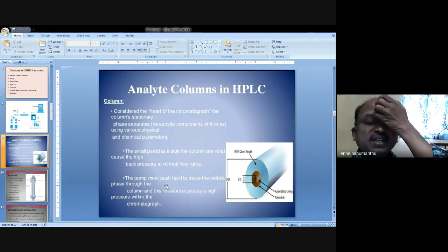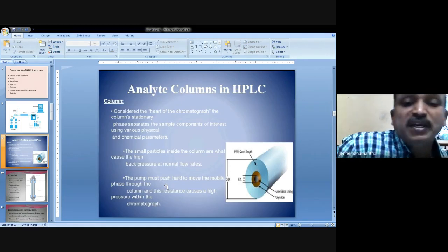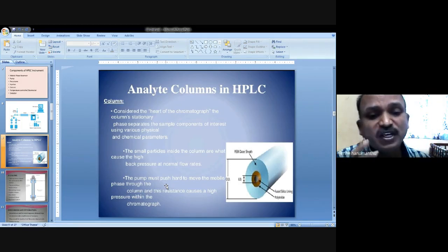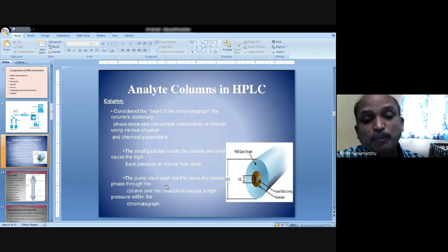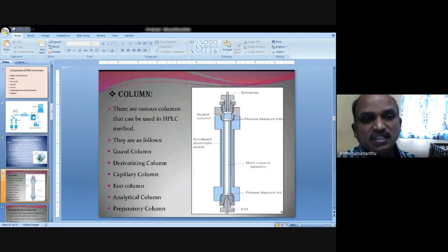So generally, the unknown sample cannot be injected into the column. So we need some pressure. We need some supporting pressure system. So that is the so-called name, high pressure. With this high pressure, the sample can be injected into the column. That is the meaning of it.